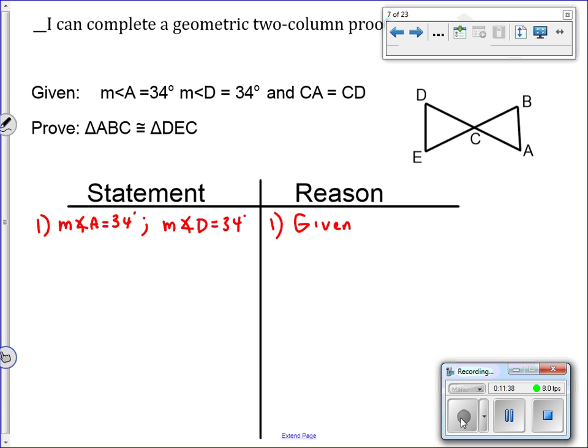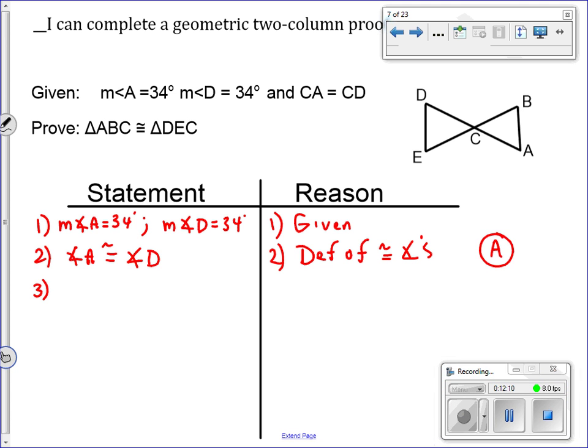Now, to prove triangles are congruent, we need to show corresponding parts are congruent, okay? Right now we don't have anything that's congruent. We simply have angle A is equal to 34 and angle D is equal to 34. But now I can say they're congruent. And the reason is, it's the definition of congruent angles. If you look back when we had the definition of congruent angles at the beginning of the year, we simply said, hey, if two angles have the same measure, then they're congruent. And there's our logic conditional statements we've had in the past. Now go ahead and draw an A over here, because I just proved a pair of angles are congruent.